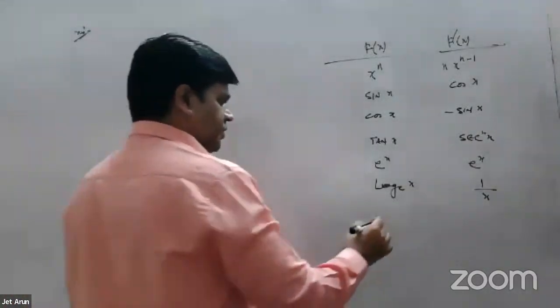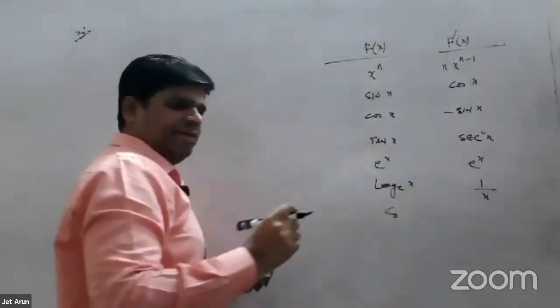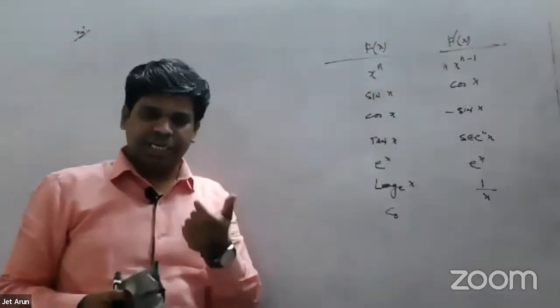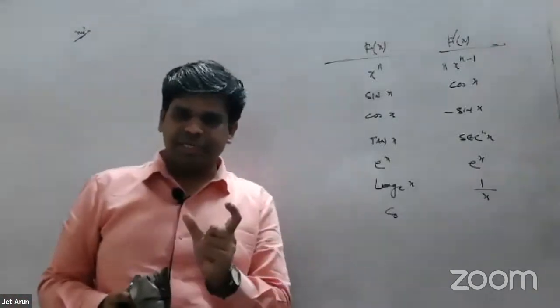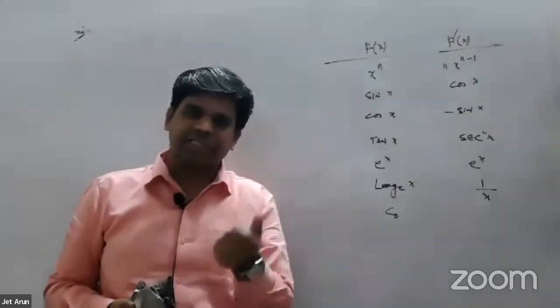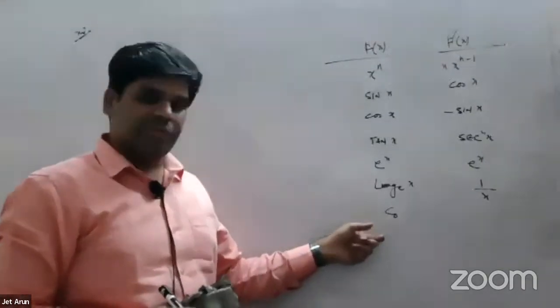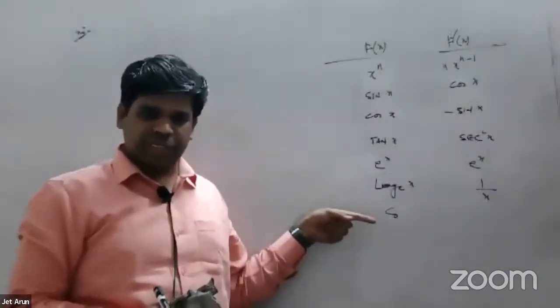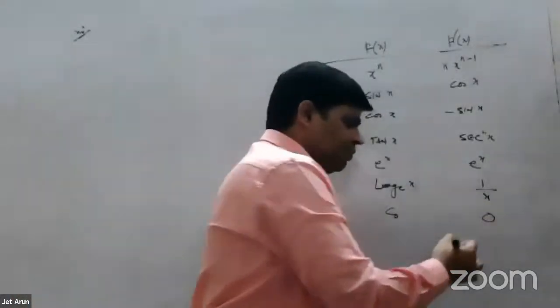And the derivative of a constant. What is a derivative? It looks at the change in the function as you change the independent variable. If you change x to delta x, how does delta y change? For a constant, even if I change x, the constant doesn't change. So the derivative of a constant is 0.